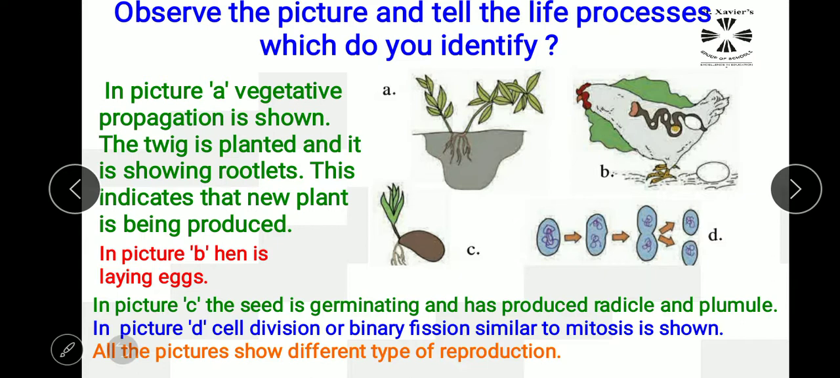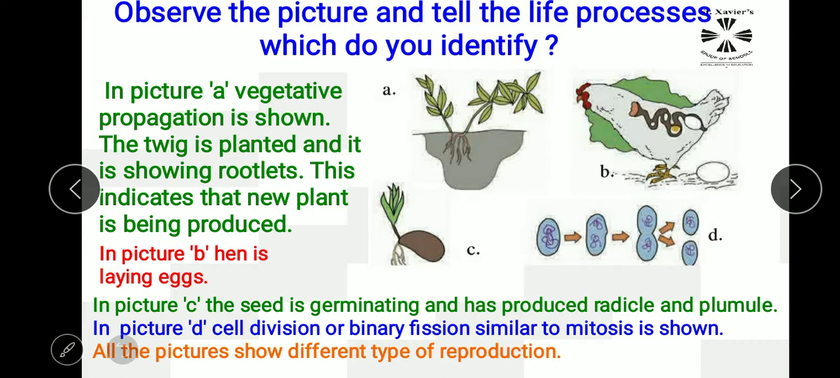Next, when you see in your textbook, one diagram is shown and questions are asked. The same diagram is shown here in the slide, students. I have taken the same diagram. You just have to see the diagram and answer here. We'll just go through this. Observe the picture and tell the life processes which you identify.